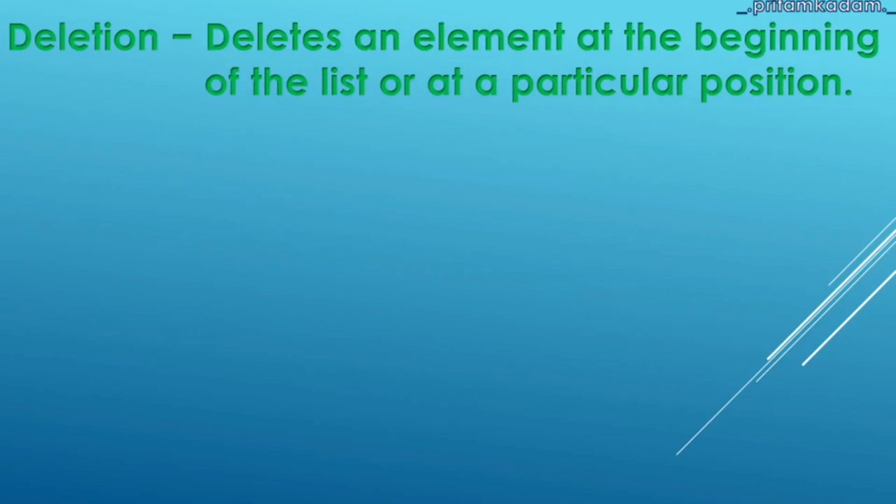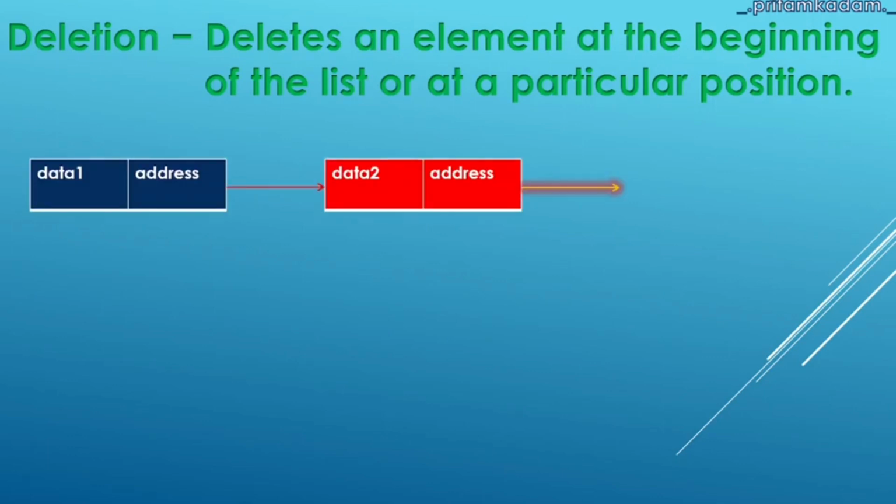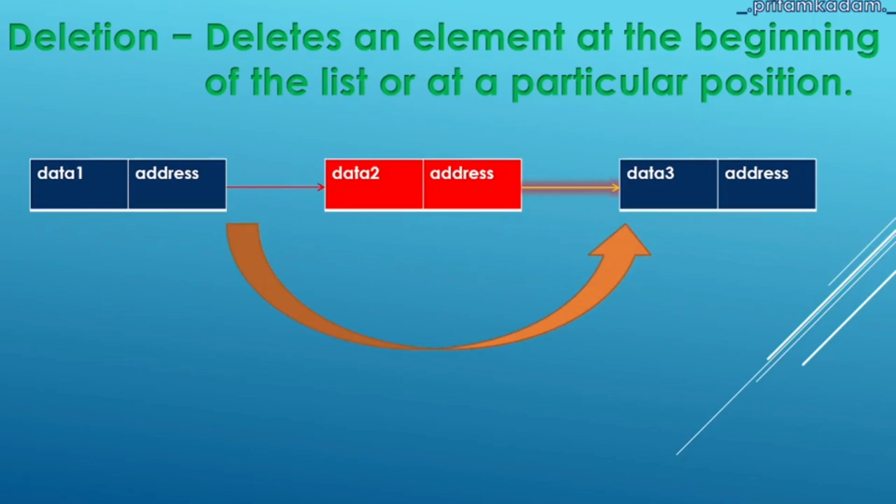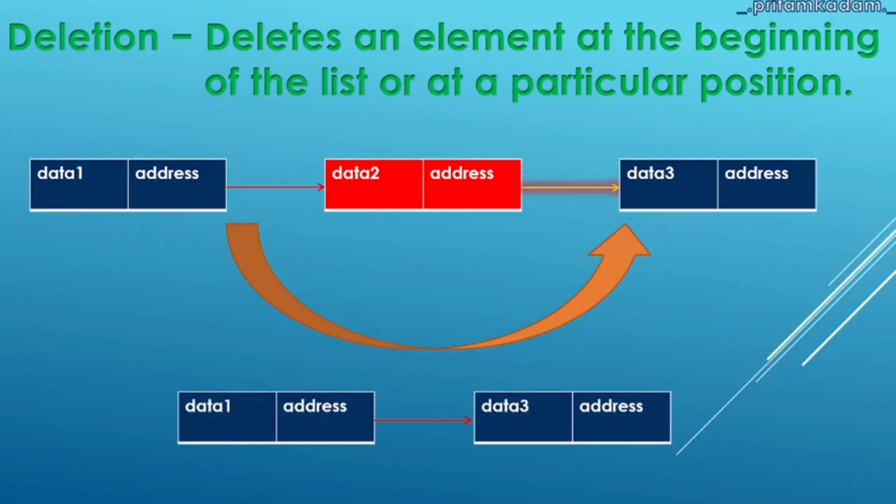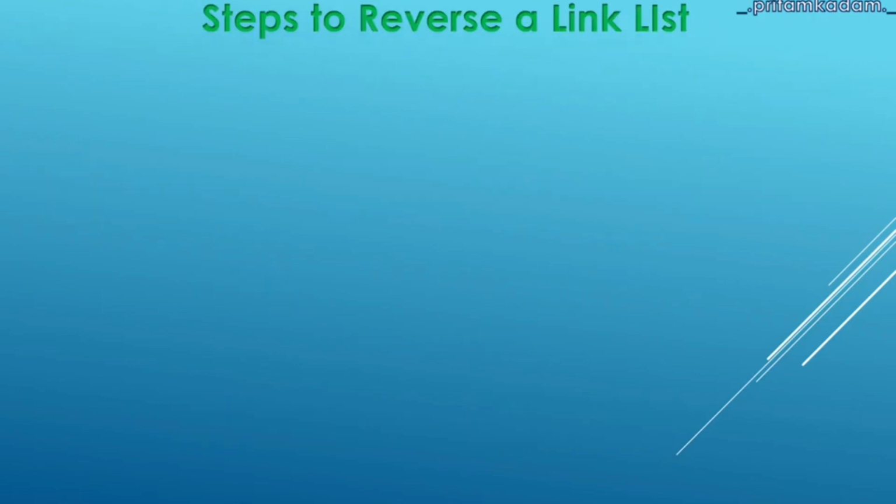Deletion deletes an element at the beginning of the list or at a particular position. So this is a linked list, and I want to delete the second node. What do I have to do? I have to make the first node's pointer hold the address of the third node. So this is it. Deletion is very easy. Let us move to the next part.